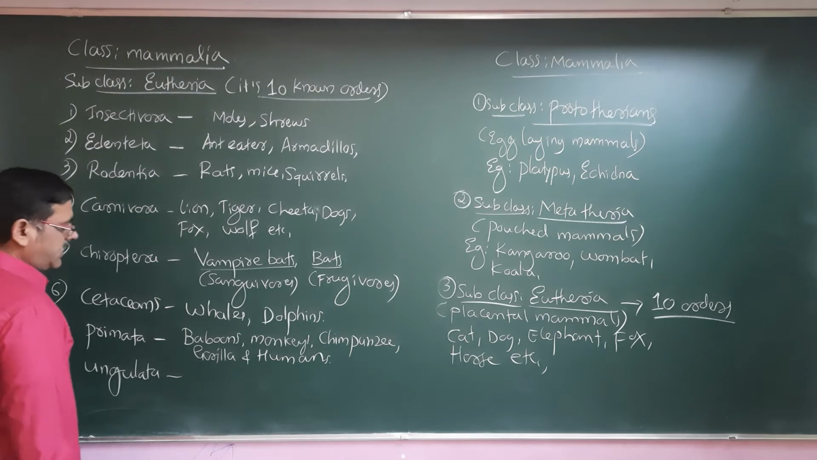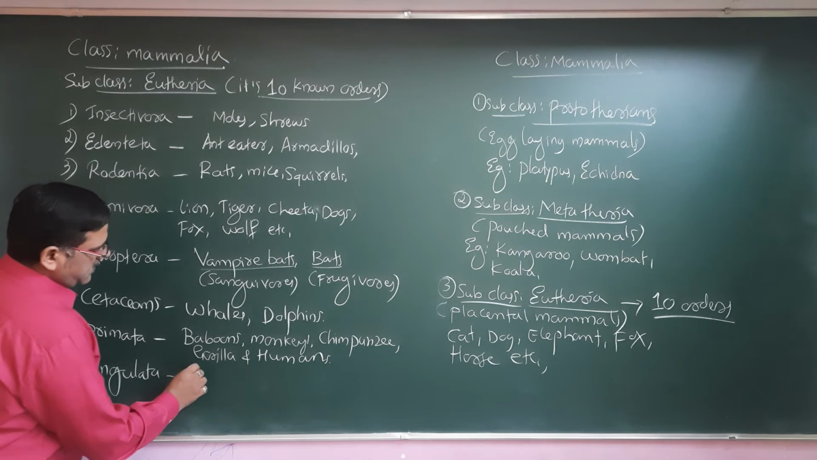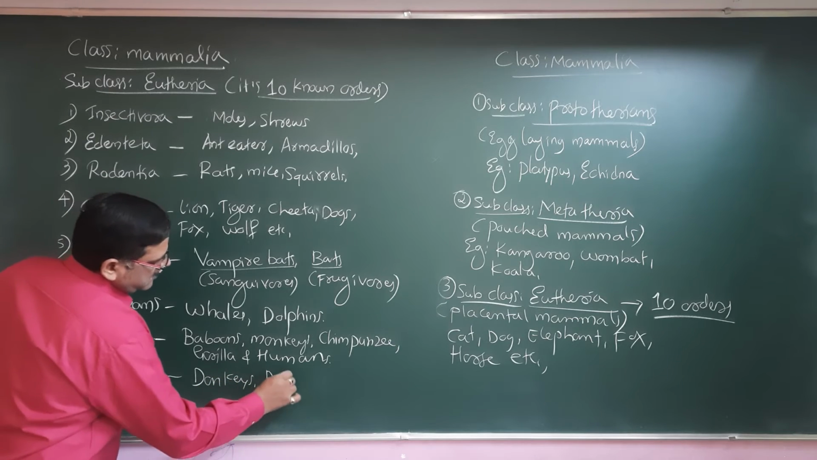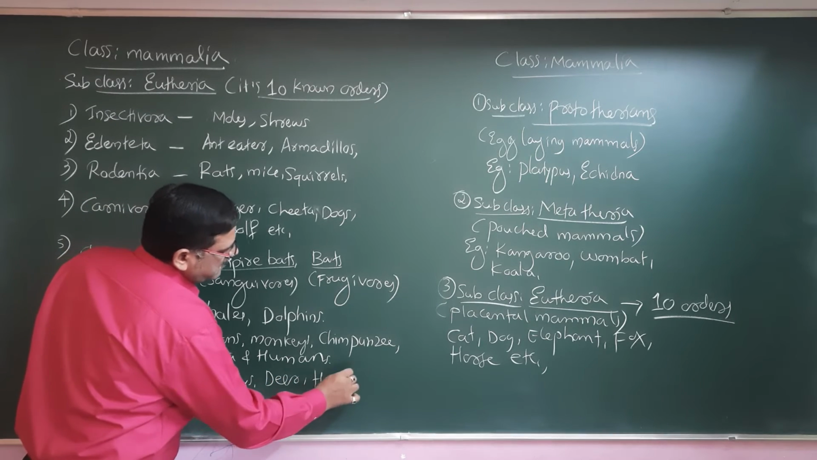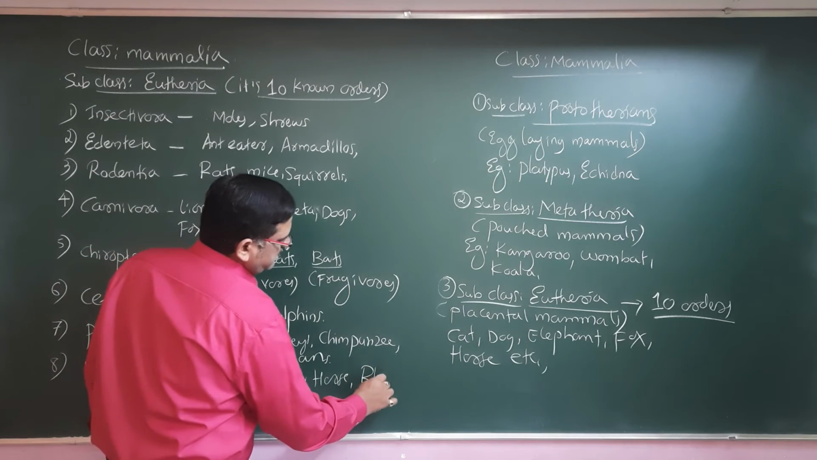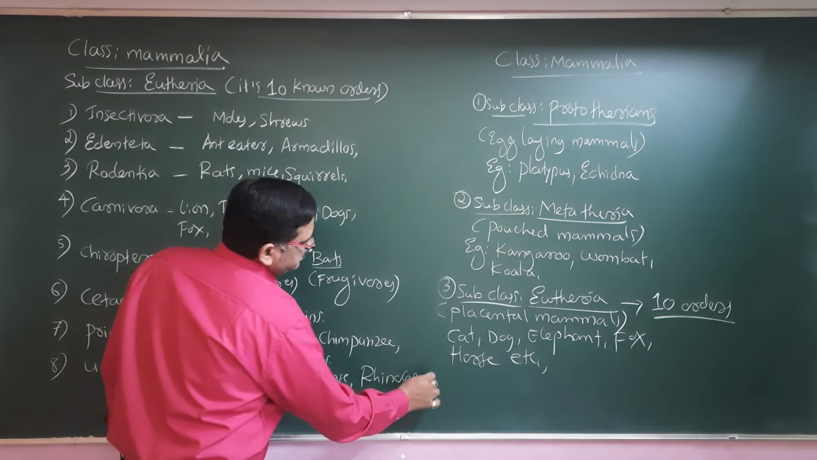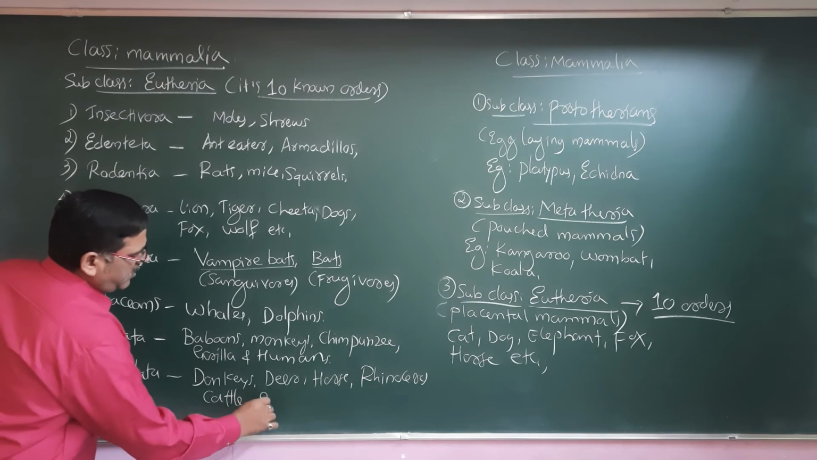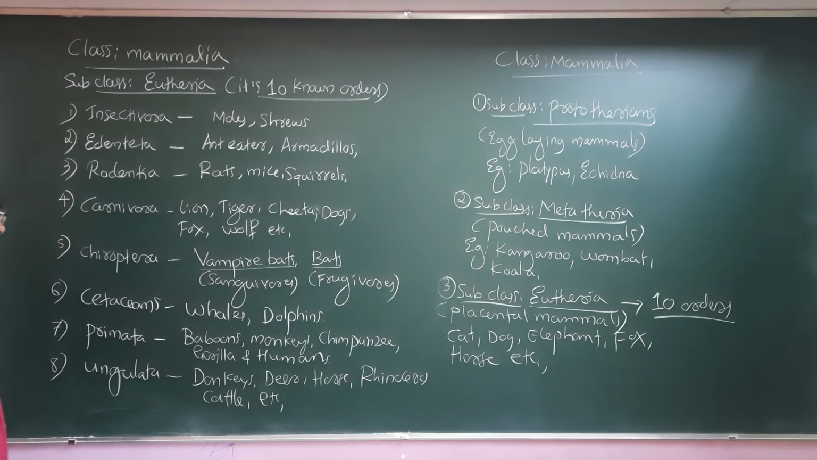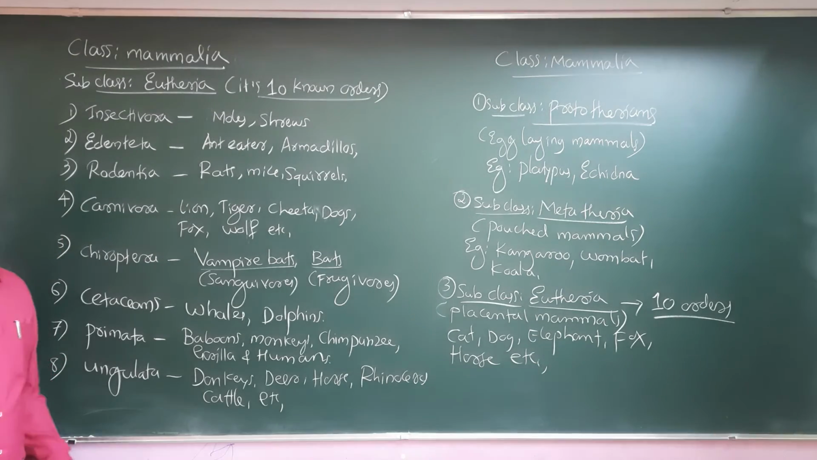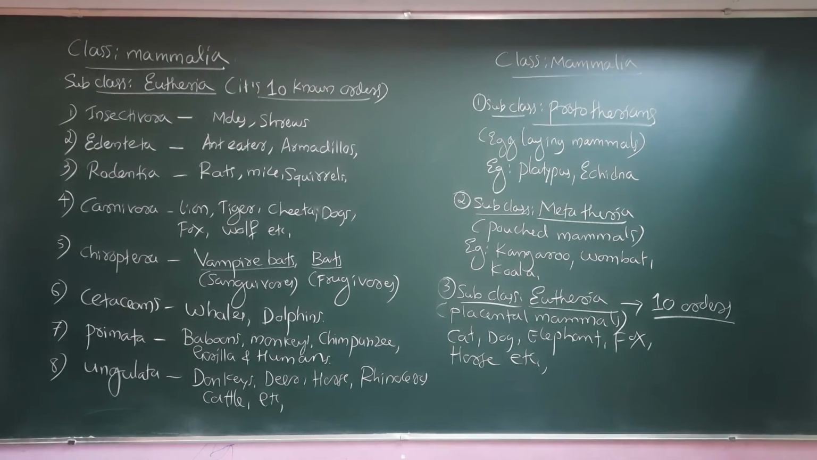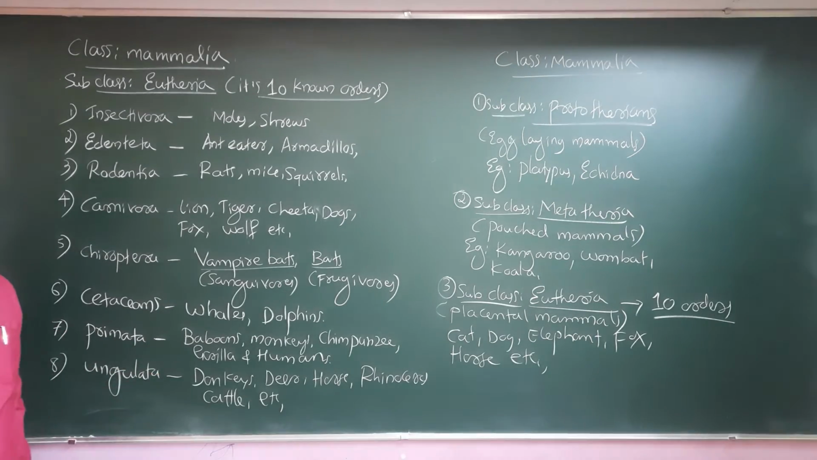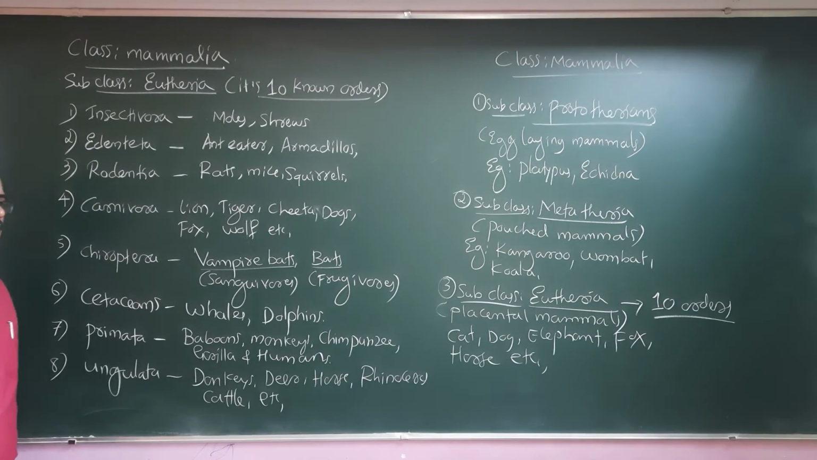Ungulata includes mainly donkeys, deer, horse, rhinoceros, and cattle; all come under Ungulata. Their digits are modified into hooves, so their digits are fused. Even pigs come under Ungulata. So these are again Ungulata.